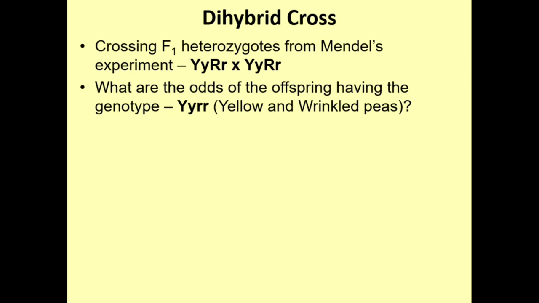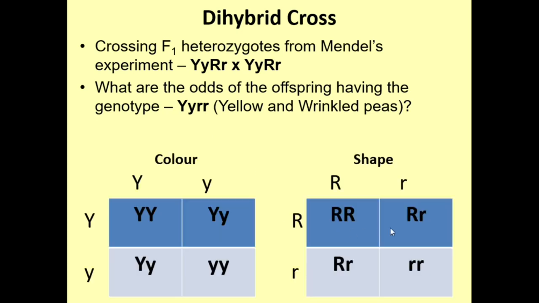Yeah, we could work it out in a much, much simpler way by just doing two very straightforward 2x2 Punnett squares like we've looked at already and use the multiplicative law. So let's have a quick look at how we would do that. So what are the odds of getting this offspring from this cross? We can start off by breaking our cross into the two different characters that we're looking at. So we can break it down into color and shape.